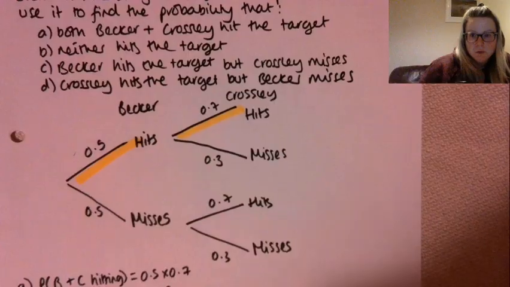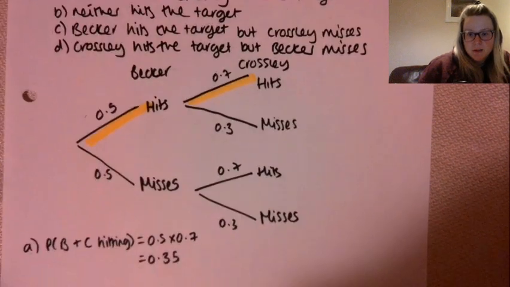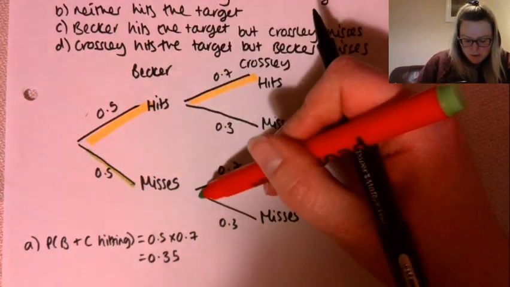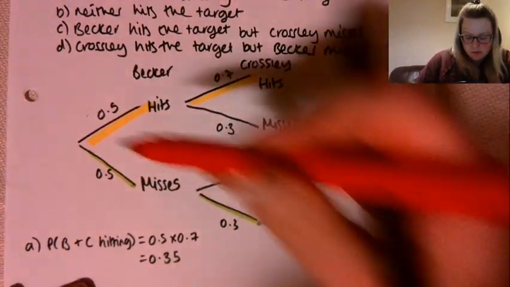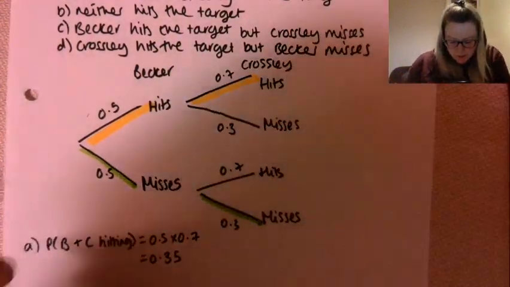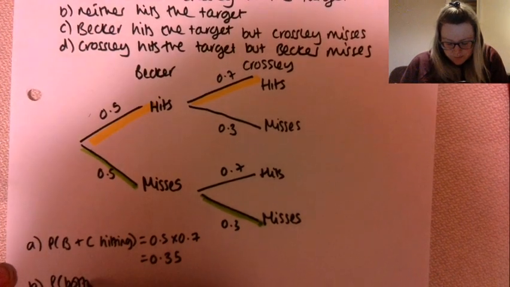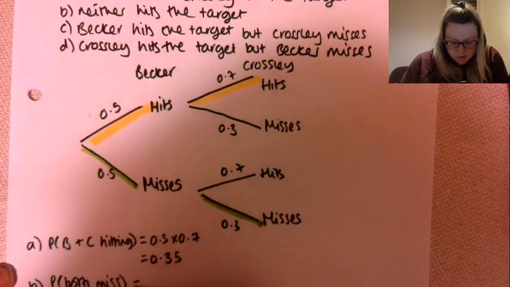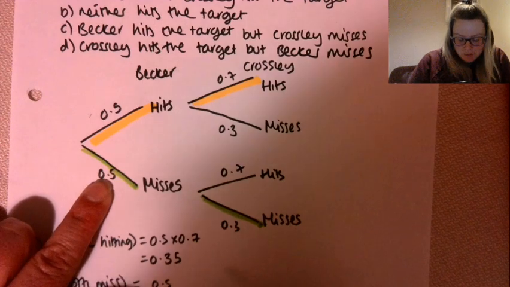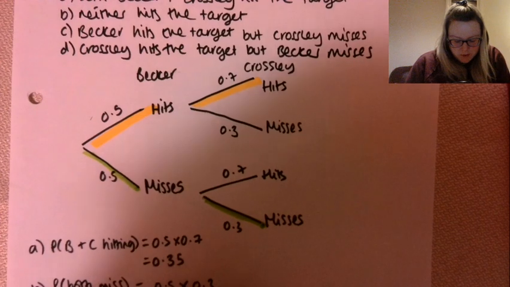Okay. For part B, we've defined the probability that neither hits, so that means both miss. So it's going to be that Becker misses this one and that Crossley misses this one. For B, probability both miss. So that was 0.5 for Becker missing, and because it's an and, we multiply, and 0.3 for Crossley missing. So that's 0.15.